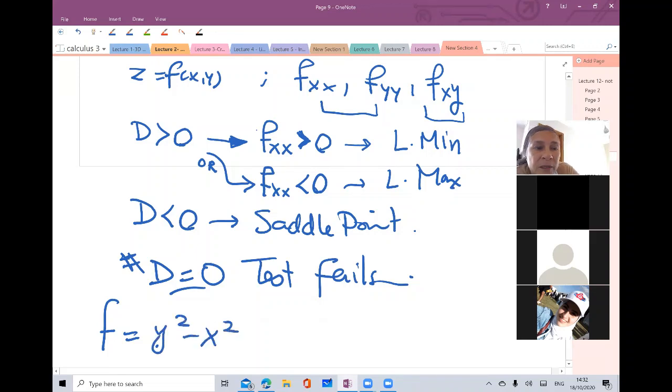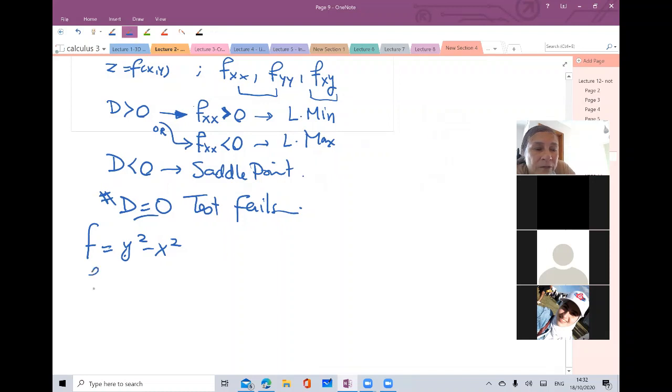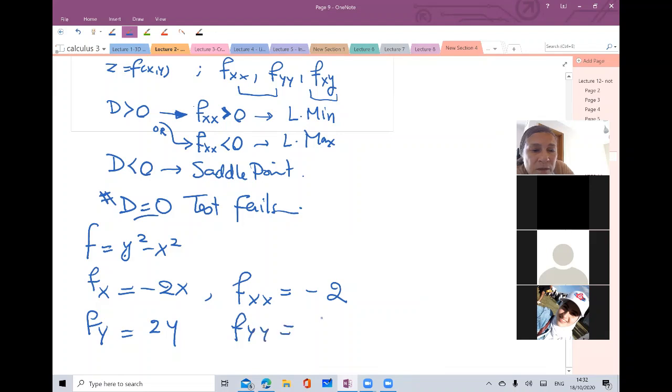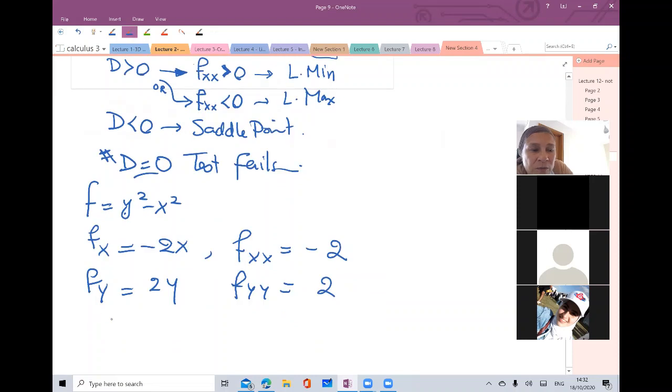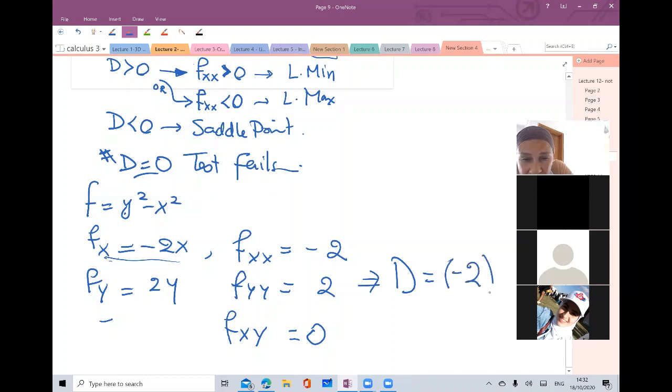And then I got my derivative fx, which is negative 2x, and my fxx, which is negative 2. Then I look here at fy, which is 2y, and fyy, which is 2. fxy actually will be equal to 0, the derivative with respect to y of negative 2x is 0. So when I put my expression D, I'll find that fxx is negative 2, fyy is 2, minus 0.